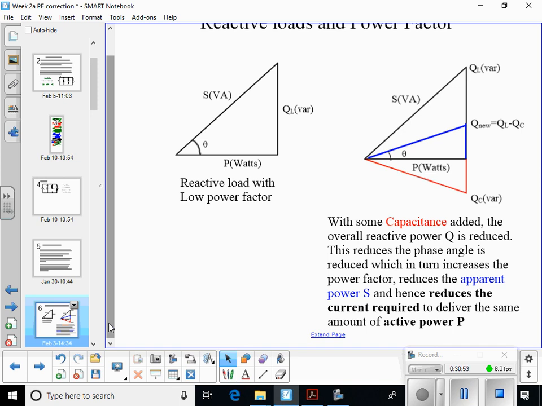So if this P was 12 kilowatts, it's still 12 kilowatts, but we could be drawing significantly less current to achieve that, because the voltage has stayed the same. The S line has got shorter, so something must have reduced. It must be the current. Everyone with that? Yeah?